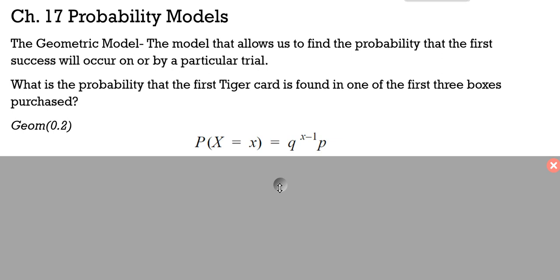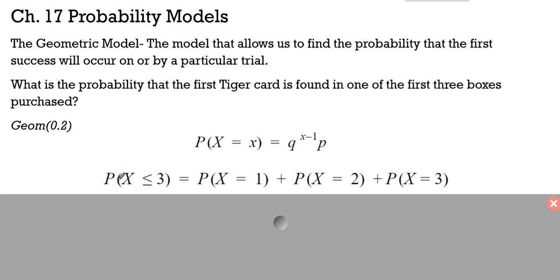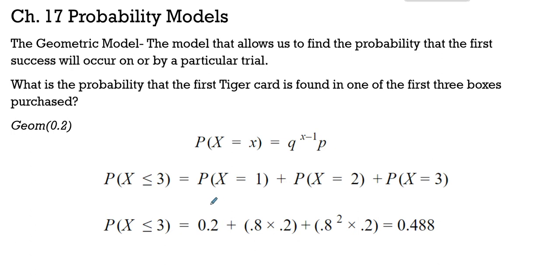That's our basic formula. If we're looking at this, we're saying, okay, the probability that our first success occurs by the 3rd trial. So that means it's going to occur on trial 1 or trial 2 or trial 3. We're saying or, so we're adding probabilities. The probability that it happens on the first trial is 0.2. It's the likelihood that we get any box. And then the probability that it's on the second is 0.8 times 0.2, and so on and so forth.